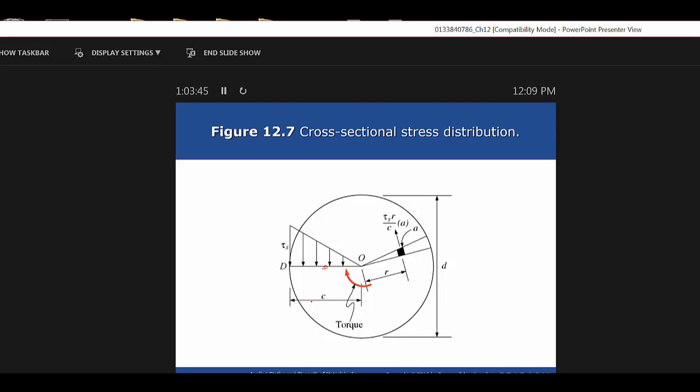Okay, so put those numbers in, raise them to the fourth power, subtract the inside from the outside, and then multiply that by pi, and then divide by 32, and you've got the polar moment of inertia. It shows up as 25.7 times 10 to the 6 millimeters to the fourth.